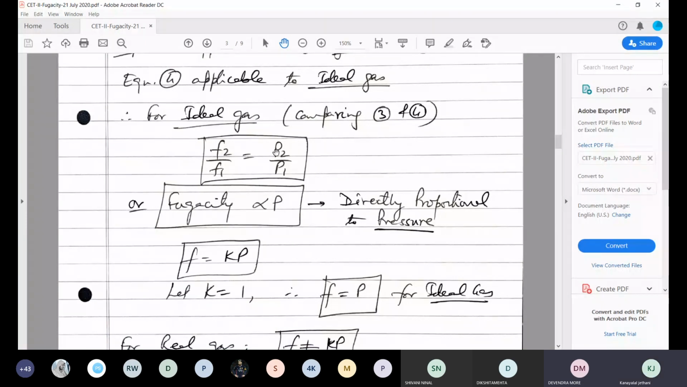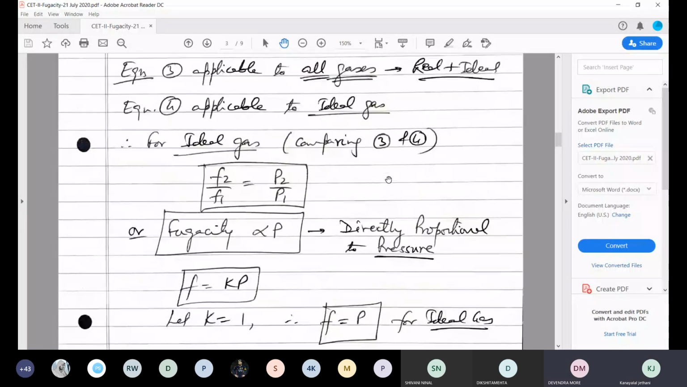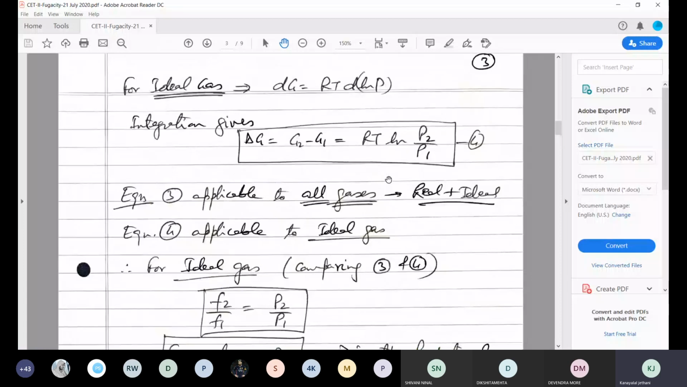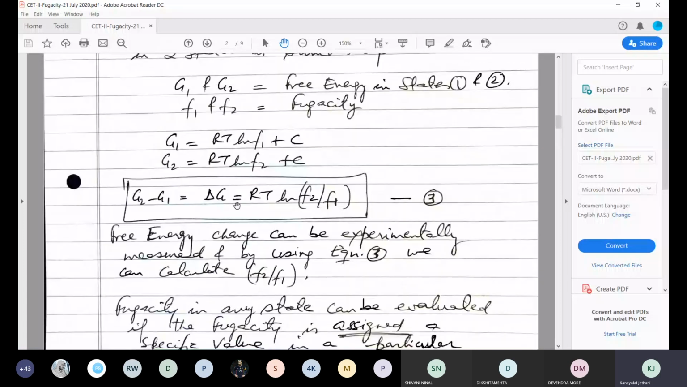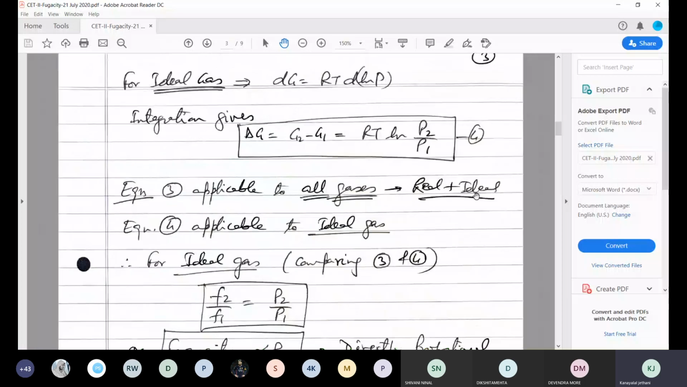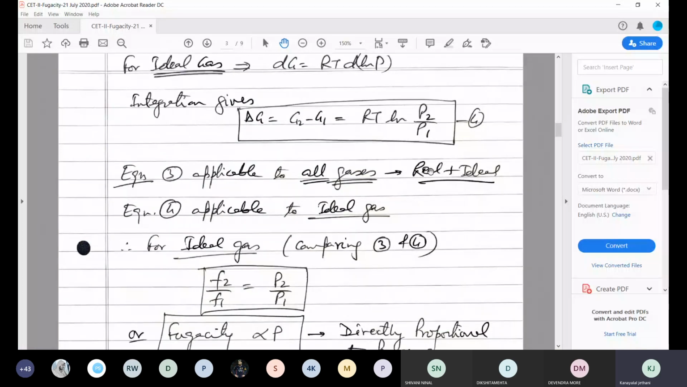ये F2 by F1 equal to P2 by P1 है. हमने ये दो इक्वेशन कंपेयर किए. Equation 3 is delta G is equal to RT ln F2 by F1. This is for real gases, right? And for ideal gases, delta G is equal to RT ln P2 by P1. Now, if you apply both these equations to ideal gas, because real gas is also ideal at low pressure, right?